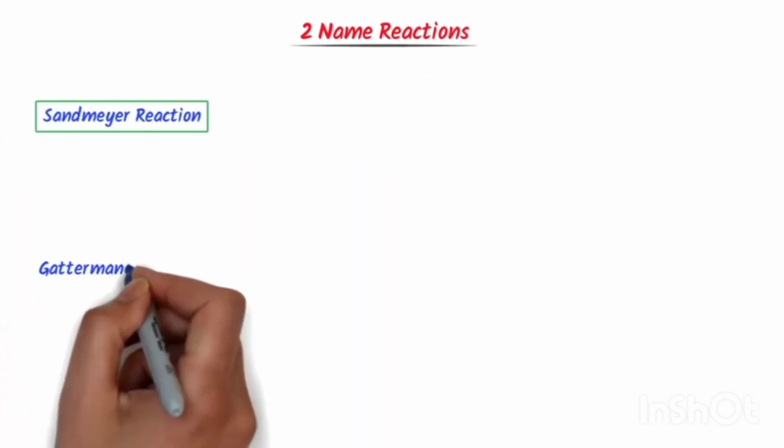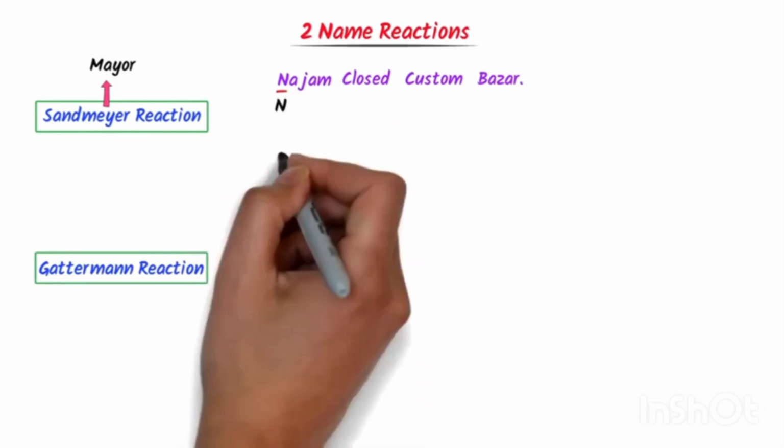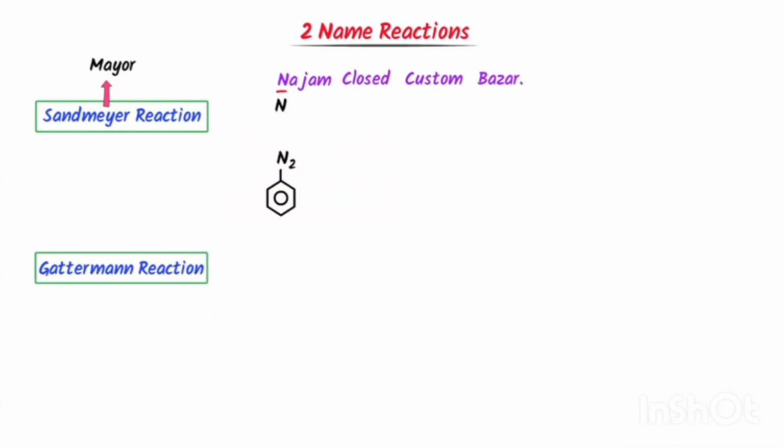Now let me teach you 2 more reactions like Sandmeyer reaction and Gattermann reaction. Now in Sandmeyer, there is the word Meyer. We know that a mayor controls a specific area like a town, bazaar, etc. Let the mayor here be Mr. Najam. So I say Najam closed custom bazaar. Let me repeat it. Najam closed custom bazaar. This close reminds me of the closed structure of benzene. This N in Najam stands for nitrogen gas N2. Remember that I need to put halogen after every element. This Cl in close stands for chlorine.